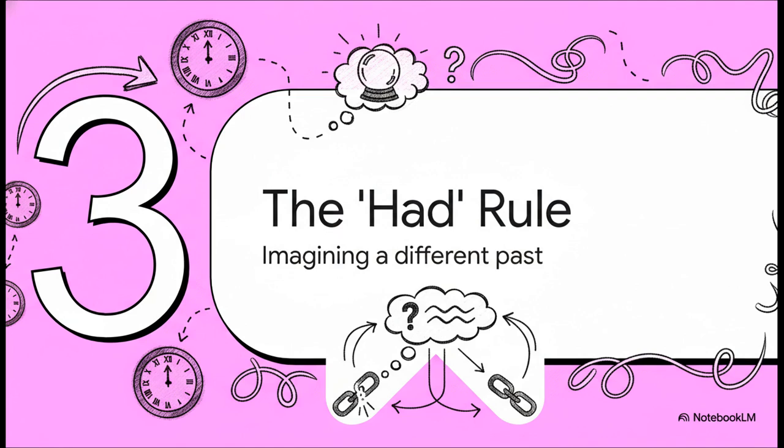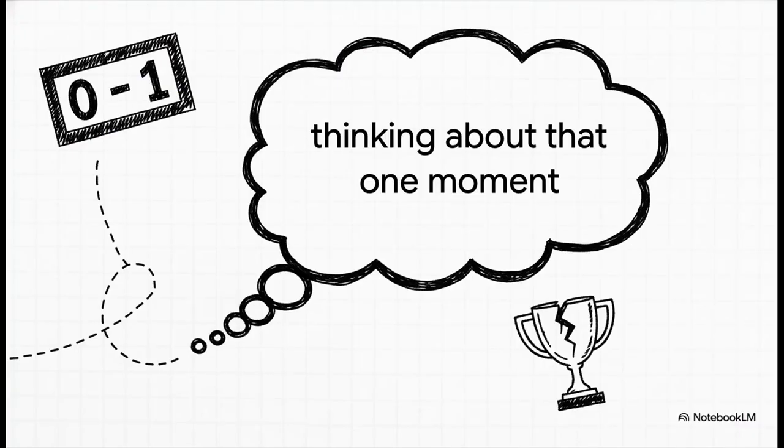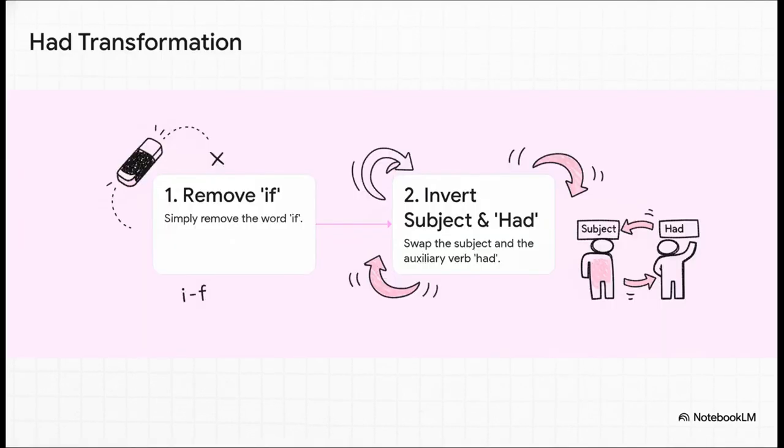We use this one to look back in time and imagine how a past situation could have turned out differently. It's all about those what-if moments. I mean, we've all had those moments, right? Thinking about that one point in time that could have changed everything that came after. This sentence just perfectly captures that feeling of looking back and wondering. And you know what? The rule for this one might just be the simplest of them all.